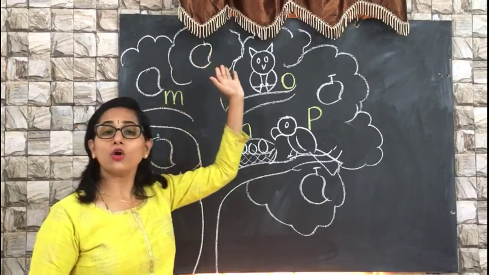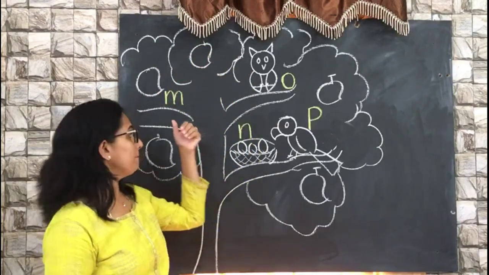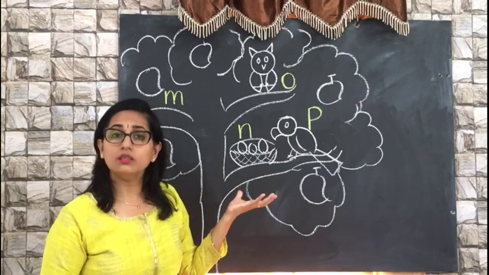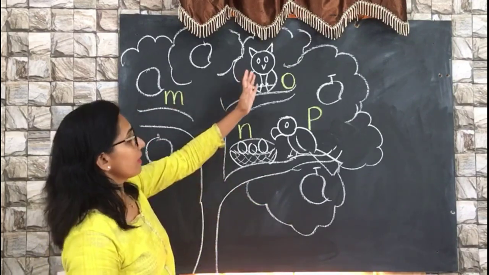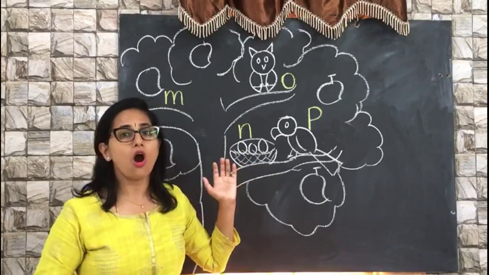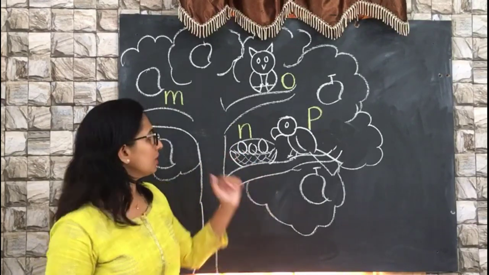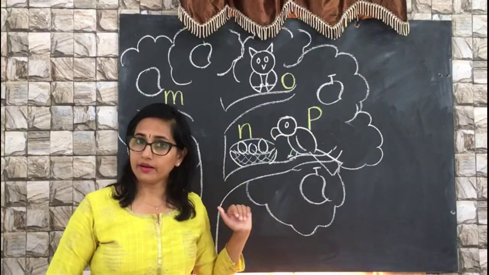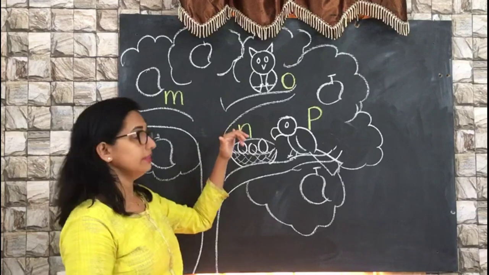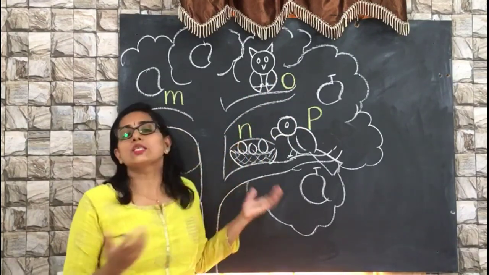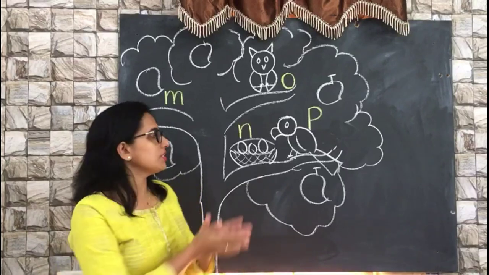And this is today's topic. M is for mango. M, mango. N is for nest. N, nest. O is for orange. I'm choosing orange for better clarity. O, orange. P is for parrot. P, parrot. M, N, O, P.